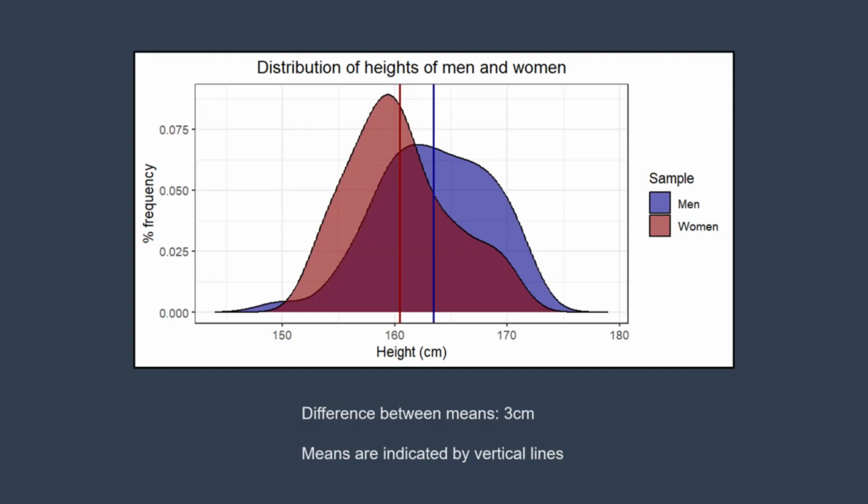Statistical significance means that we can be confident that an effect that we've seen in the sample is a real effect in the population. Let's imagine that in our sample we see a difference of 3 centimeters between the average heights of men and women. Well, it's possible that could be a false positive. So there could be a difference in the sample, but no difference in the population.